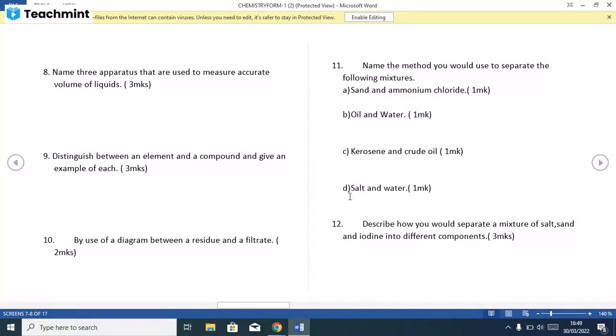This question of description, you may describe, but it is supposed to be procedural. When you miss a step, the examiner will stop marking from that point. So you must be very careful. It is supposed to be procedural. Do not leave out even one step, okay?